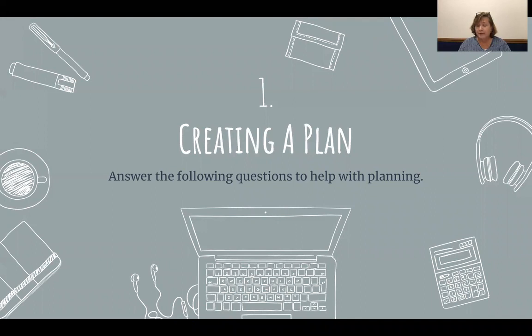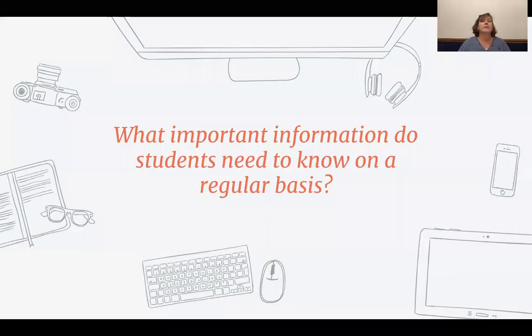So when creating a plan, we need to look at a few things. I want you to write down your answers to the following questions. So our first question is, what important information do your students need to know on a regular basis? This could be things like your Google Meet codes, your syllabus, your contact information, rules and expectations for class, whether you're remote or face-to-face, anything that you provide for your students that they need to have or they need to be able to access on a regular basis.